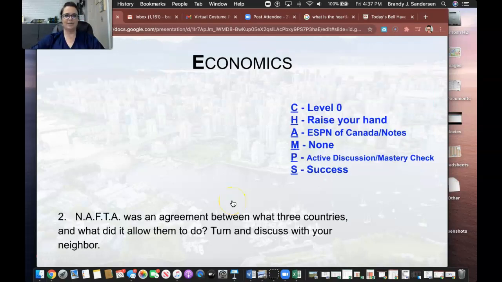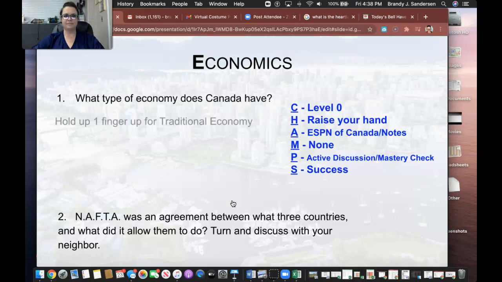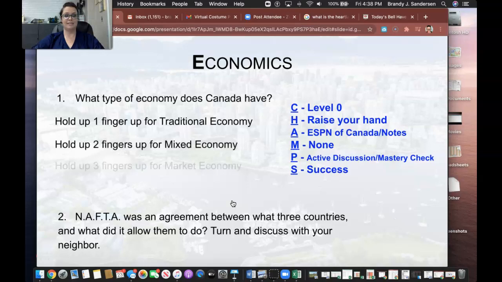Here's your question. See if you can answer this. If you have to look at your notes, go back and look at your notes. What type of economy does Canada have? Traditional economy? Mixed economy? Or market economy? What do you think? I really hope you were thinking mixed. Remember, it's made up of two things that go together.